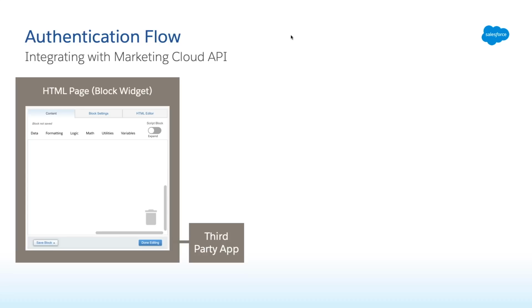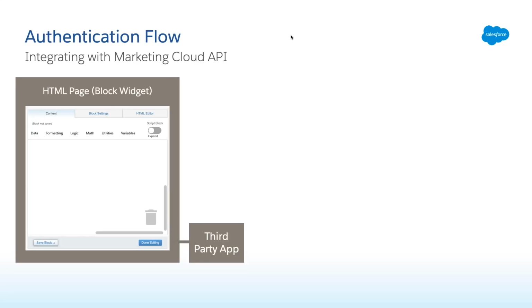Now, at Dreamforce, Salesforce announced that this support has been extended to custom blocks. Before, you could only communicate cross-document with the SDK. And it does that through an 8-step process. So firstly, the block widget page is initialized when you open the block in Content Builder.